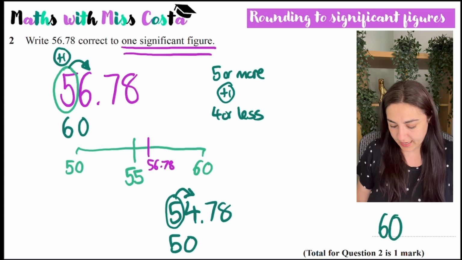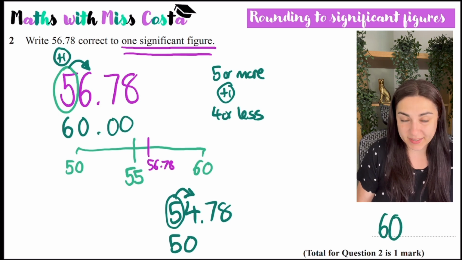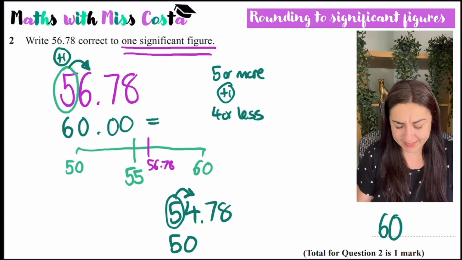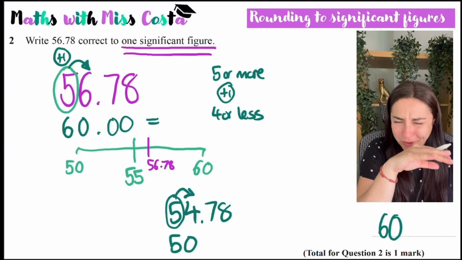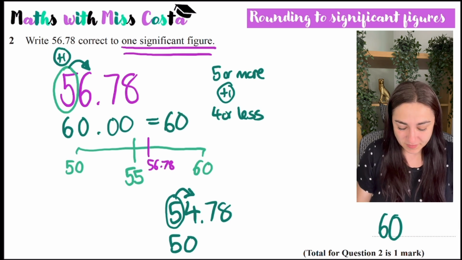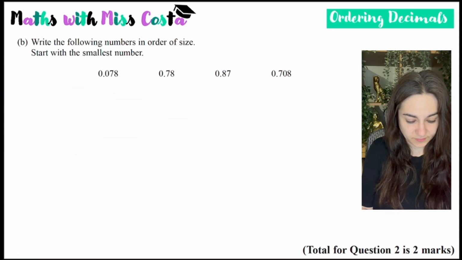And you can turn it into 60.00, but 60.00 is exactly the same as 60. So that's why I don't need to worry about that.